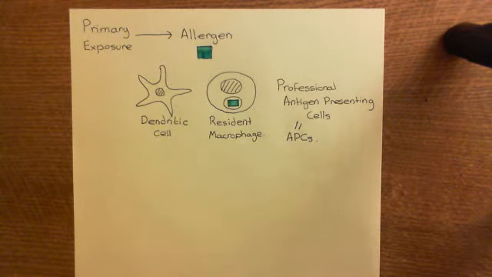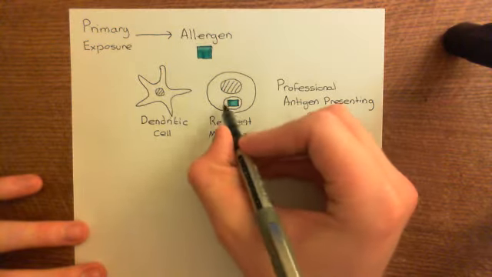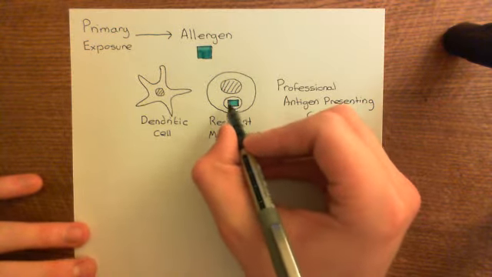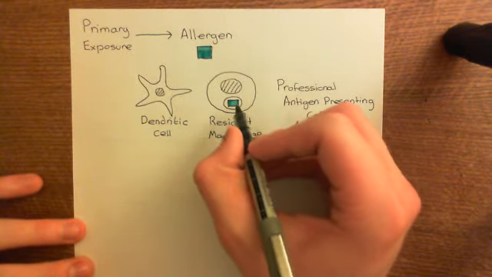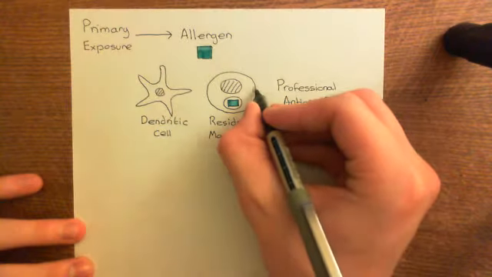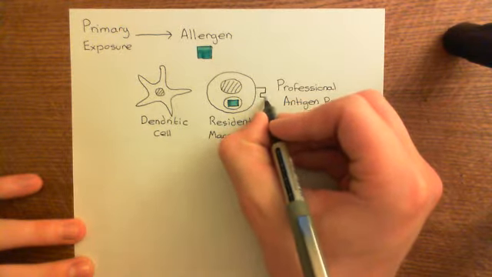naive T cells than resident macrophages are. Resident macrophages can do it, but it's dendritic cells that usually initiate adaptive immune responses. But as I say, just for ease of drawing, we'll draw a resident macrophage. So it's phagocytosed the allergen, and now what's going to happen is that it's going to break this allergen down into fragments, and these fragments are going to be put on the surface of the resident macrophage, and they're going to be bound to MHC class II.